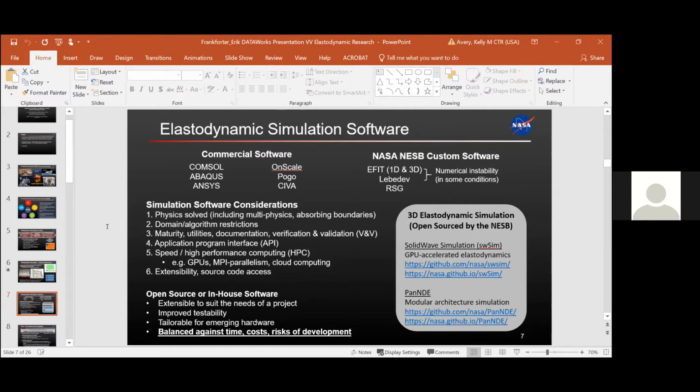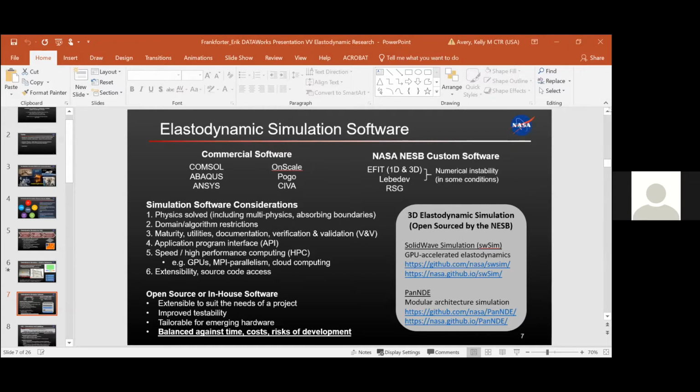So when it comes to elastodynamic simulation software, this is actually kind of an interesting scope to work in for research because there's a variety of applicable commercial tools already. This is not an exhaustive list, but most of these are finite element modeling tools. Many of you will already be familiar with these. We also have more custom high-speed tools like OnScale, Pogo, SIVA, and some of these may have applicability or domain or algorithmic restrictions that may make them faster, but limited to certain use cases at hand.